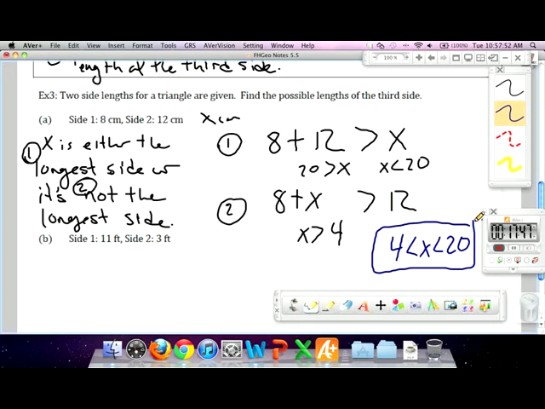But it can't be exactly 20, because then you get a straight line. It can't be exactly 4, then you get a straight line. And if it's anywhere outside of this, then the two sides don't even touch. So it's got to fall in this range somewhere.